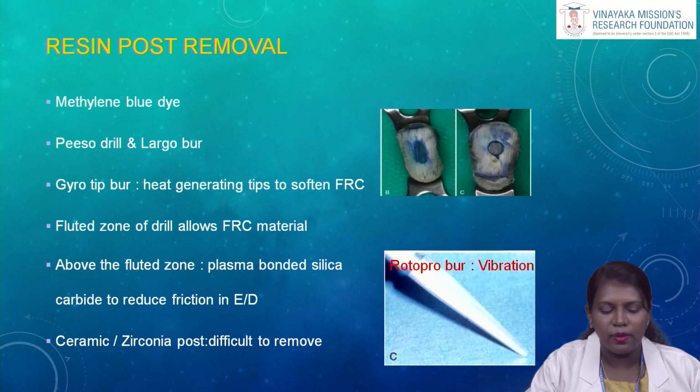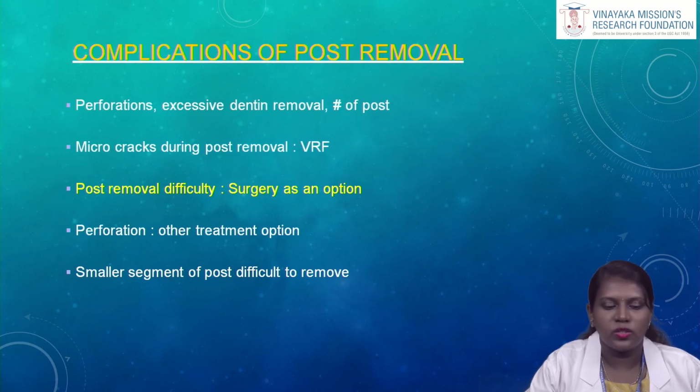If you are using a ceramic or zirconia post, it is difficult to remove. So, in such cases, removal is actually considered the worst option. Complications of post removal lead to perforation, excess removal of dentin and fracture of the post. The other one is microfracture during post removal, which leads to vertical root fracture. If post removal is difficult, surgery would be a second option.